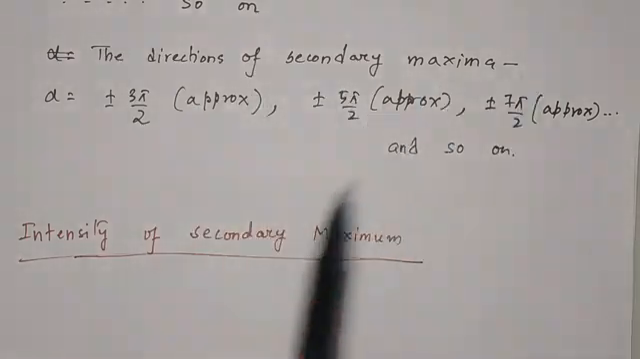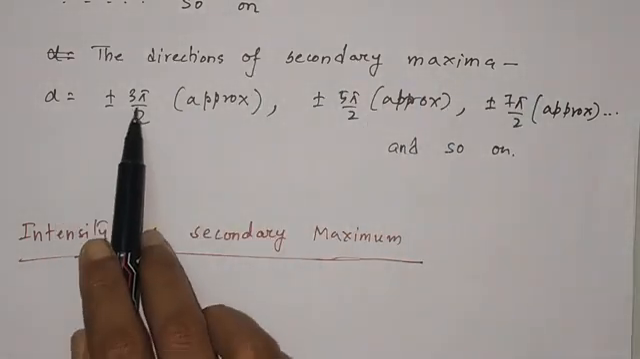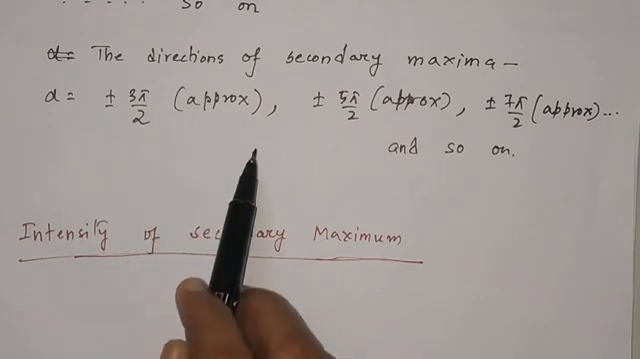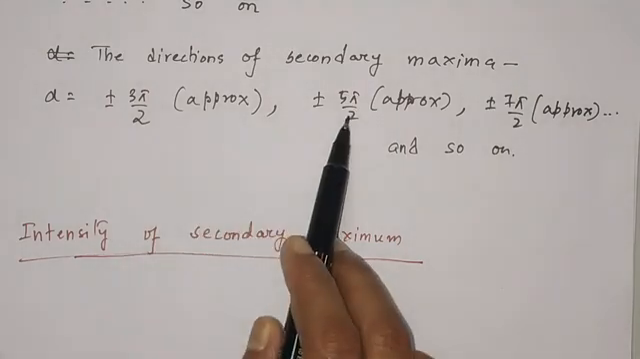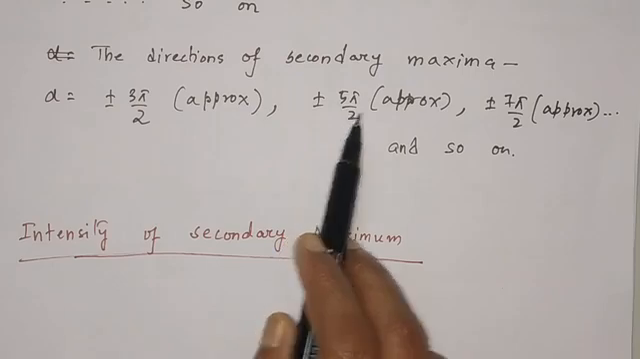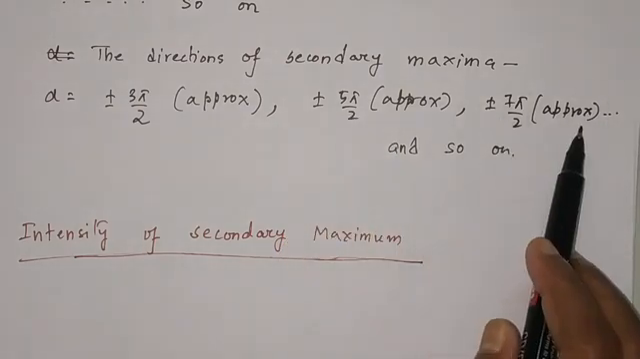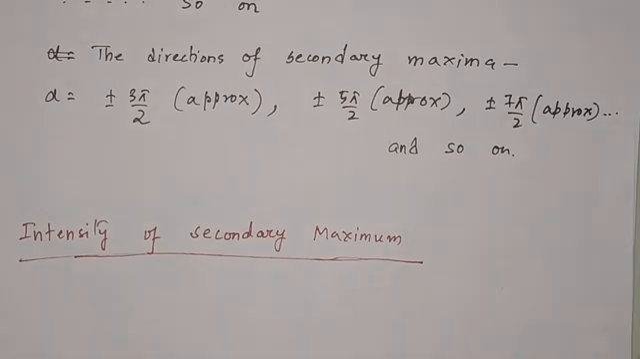So we can say that the directions where the secondary maxima occur are alpha equals plus minus 3 pi by 2. This is the approximate value, not the exact value. Then again at plus minus 5 pi by 2, again approximately, then again approximately at plus minus 7 pi by 2, etc. Now if we put the values in the general expression for intensity, we can find the intensity of the various secondary maxima.